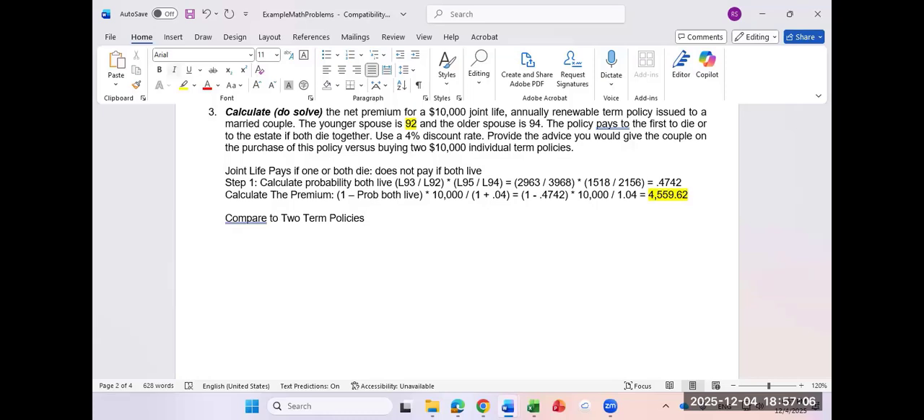So two term policies, this looks like what we've done before. Here you're going to have D92 times 10,000 divided by L92, divided by 1.04. That's the old formula we've been doing before. So you take the death benefit and divide it by 1 plus the rate and divide it by the lives. Since they're paying only one premium, you don't have to adjust the lives because they're paid a day, so there's no divide by anything. The other premium is going to be D94 times 10,000 divided by 1.04 divided by L94.